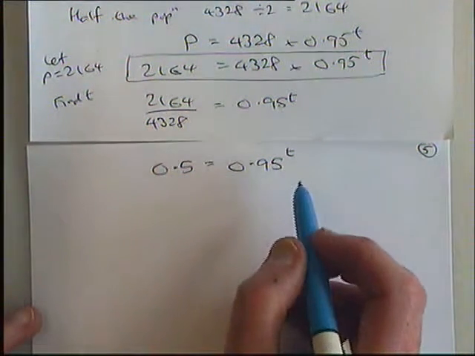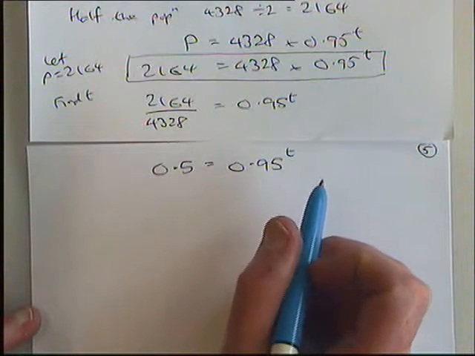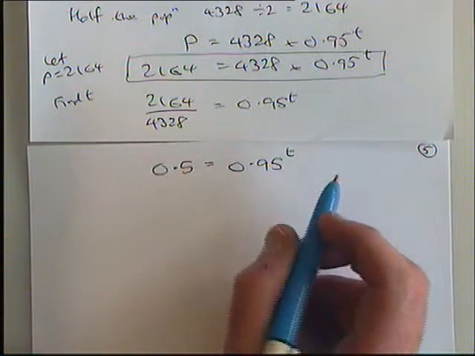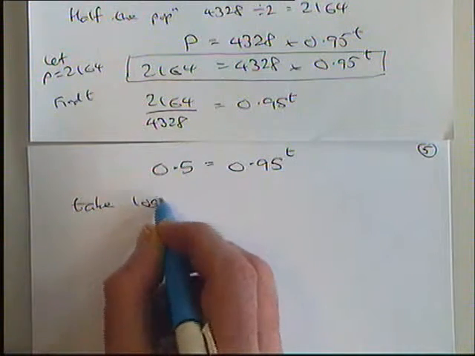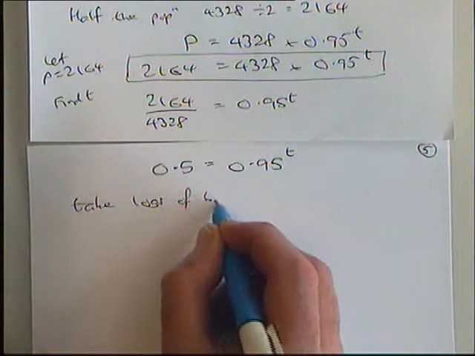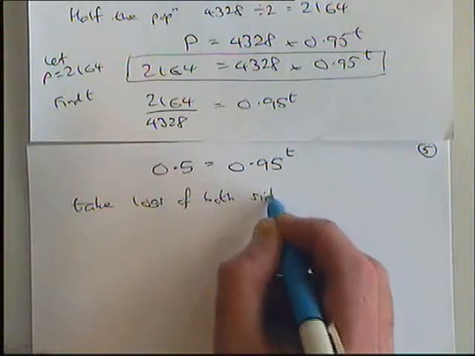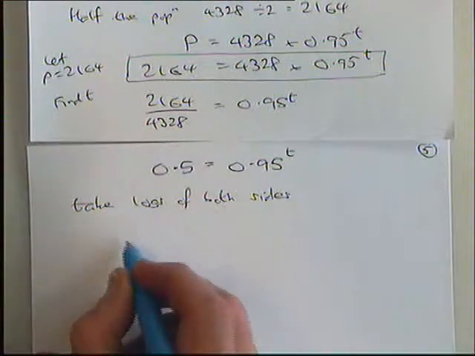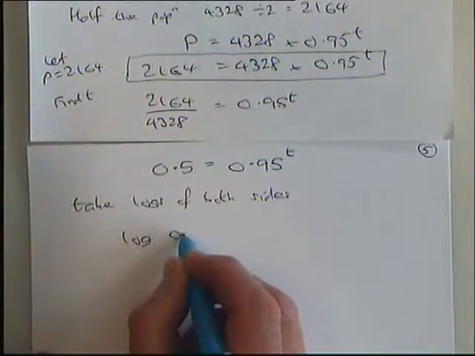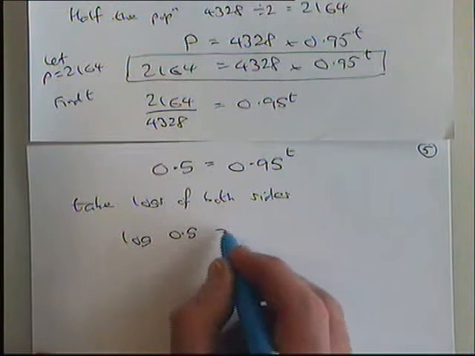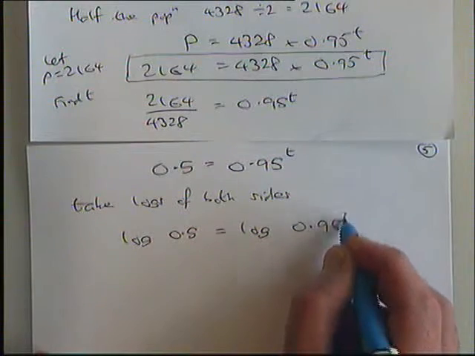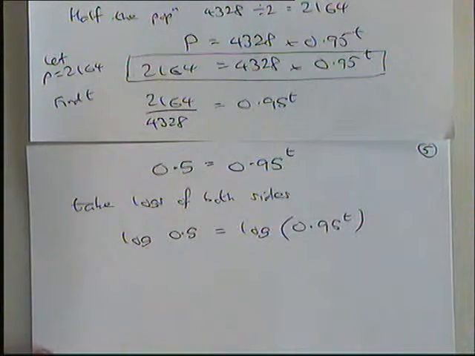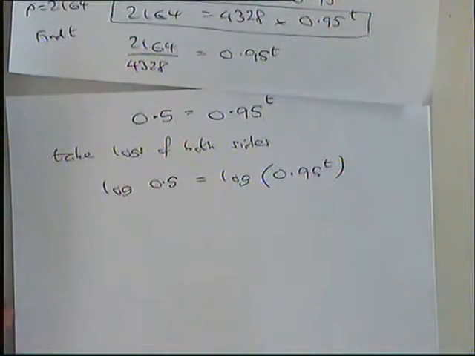Eve, you suggested something earlier, which now does come in here. Take logs, yeah. What you need to do now is take logs of both sides. So I'm going to write this out in full, in case you've forgotten how to do it. I'm going to take log of the left-hand side, so log of 0.5, and I'm going to take log of the right-hand side, so log of 0.95 to the t, and I'm going to put that in brackets to show what I've done. So I've taken logs of both sides.